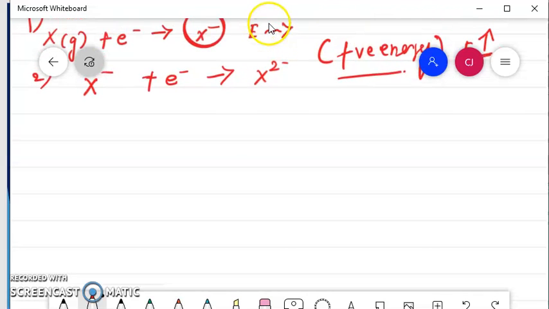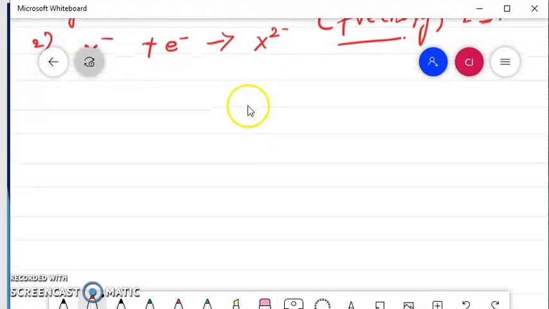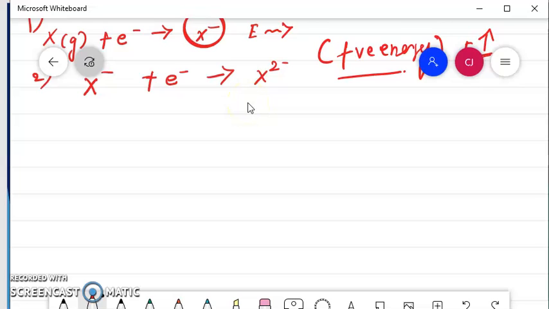Okay, so I have taken one metal. The metal is reacting with an electron, so the electron is added to the metal. What happens? Energy is needed to gain that electron. Energy is needed for gaining this electron to the metal.